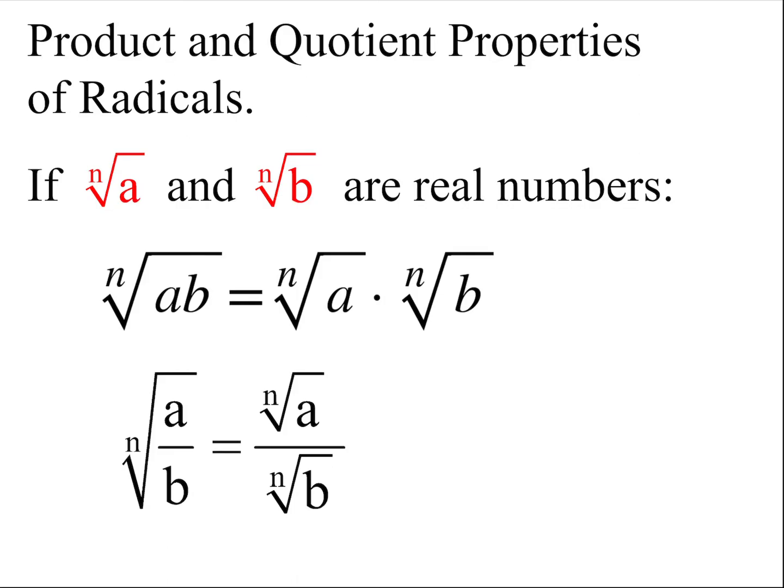Now, some things that you need to think about when we're taking the product or dividing radicals. If I have the nth root of A and the nth root of B, and we're assuming that they're real values, though this technically works with imaginary values too, right? If I have the nth root of A times B, I can break it up into the nth root of A times the nth root of B. And it works backwards the same way. If I have the nth root of A and I multiply it by the nth root of B, I can put them both under the same radical. So these are equivalent statements, because it works both ways.